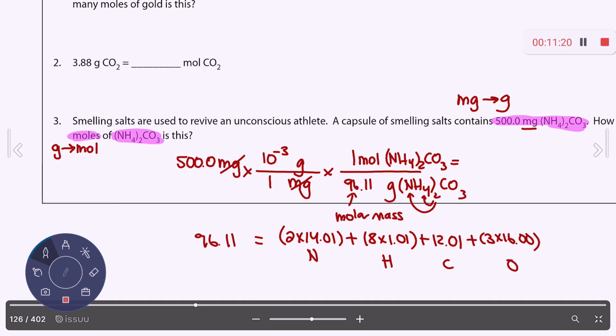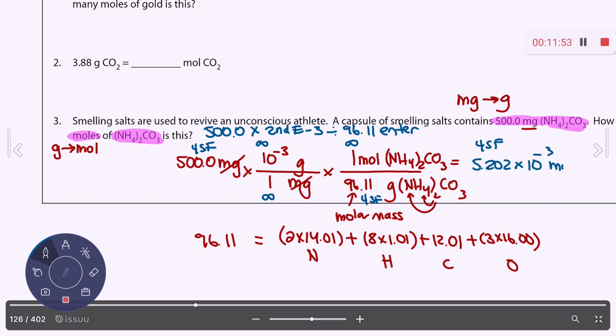And when we put this in our calculator, this is going to be 500.0 times second E negative 3 divided by 96.11. Enter. Remember, the number 1 is exact. It has infinite sig figs. The power of 10 is exact. I have 4 sig figs here. I have 4 sig figs here. 4 sig figs is the fewest, so that's how many I'll have in my answer. You should get 5.202 times 10 to the negative 3 moles of ammonium carbonate. So it looks like that.